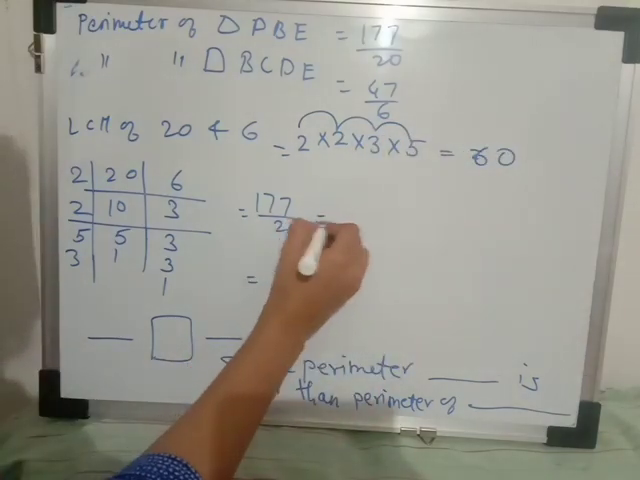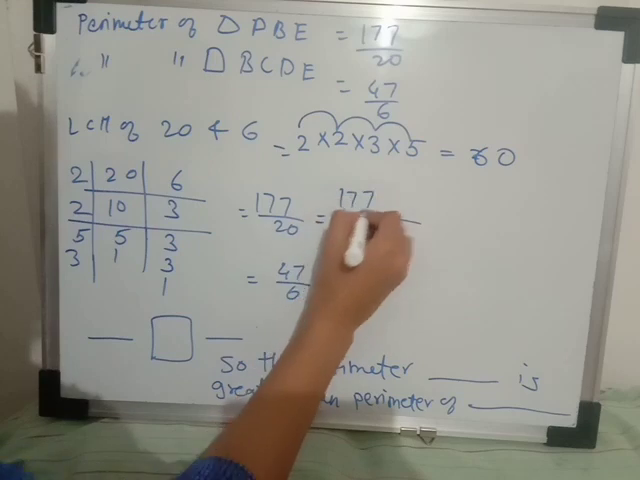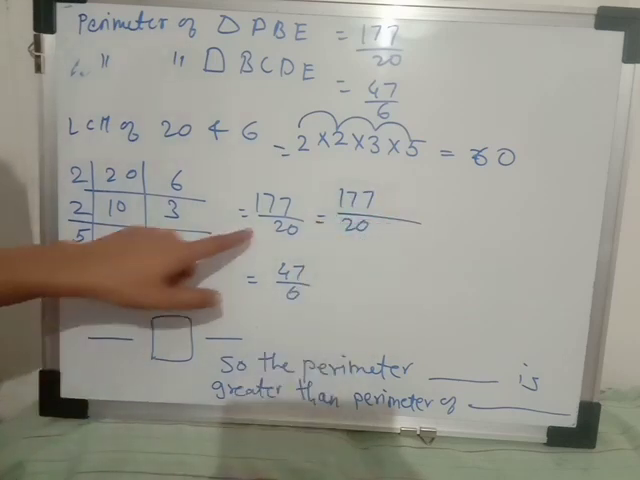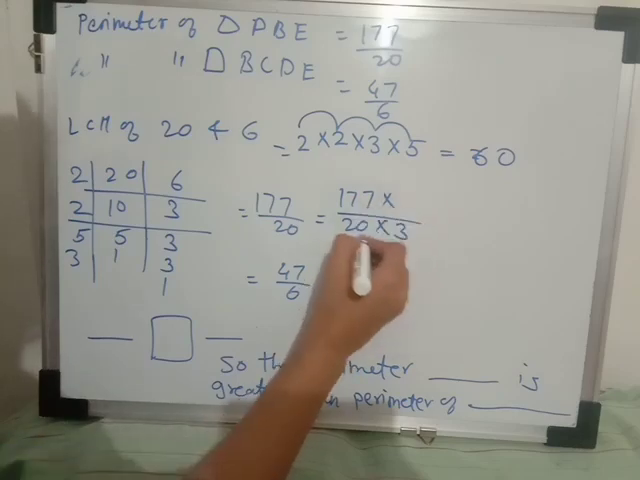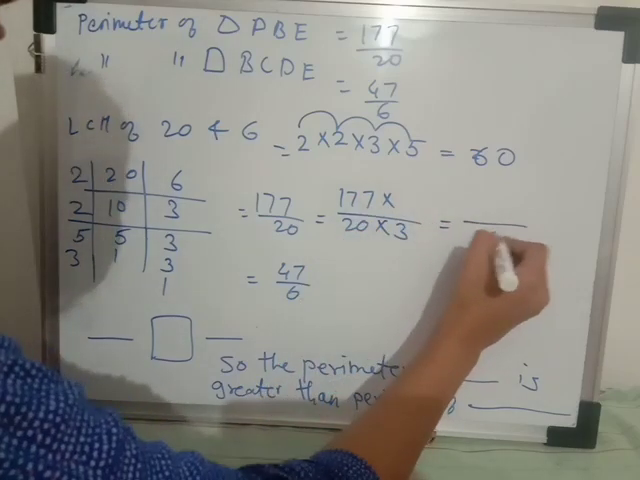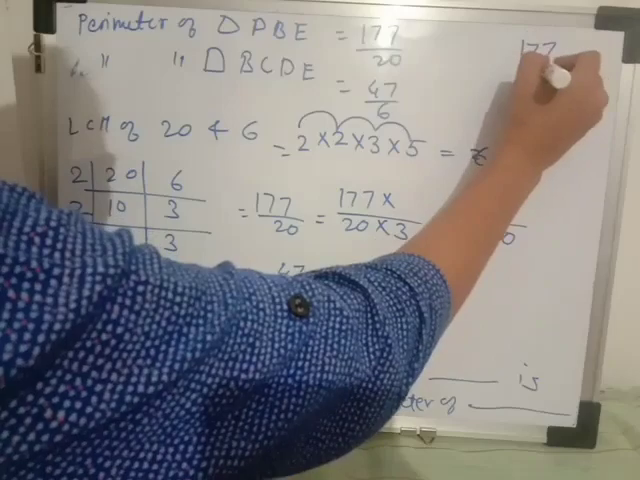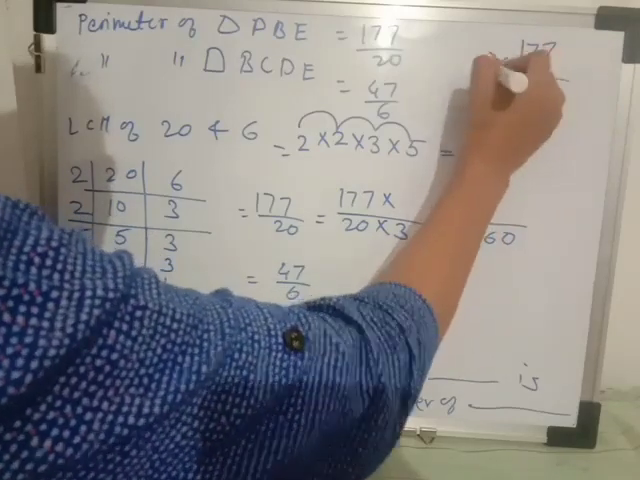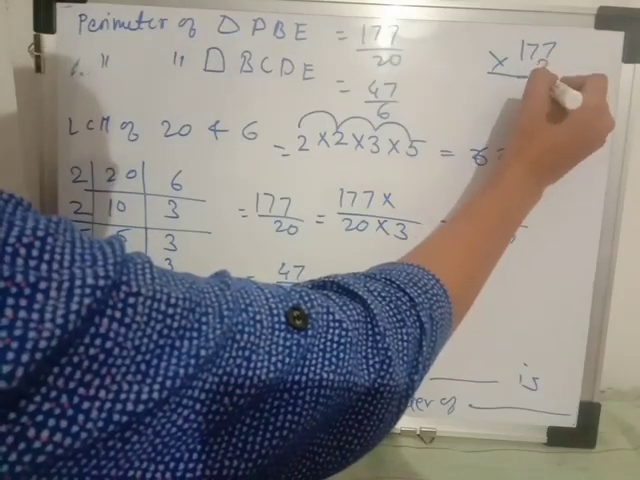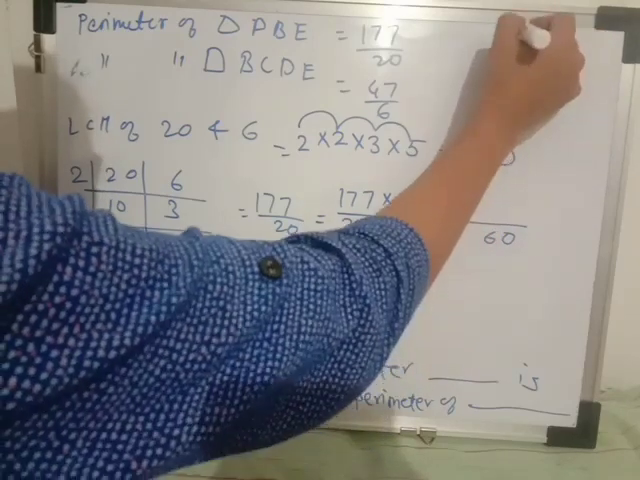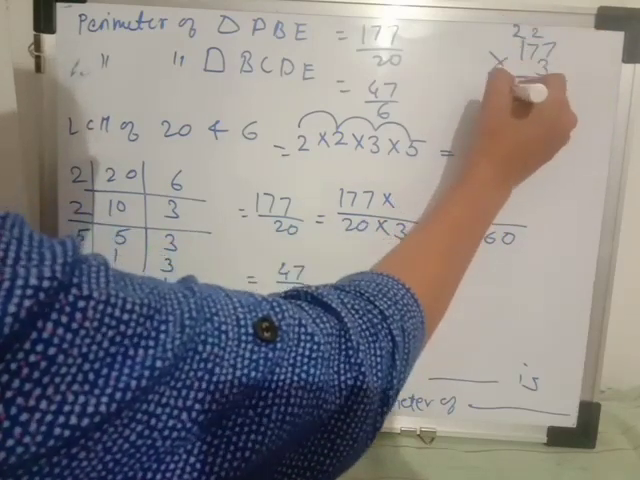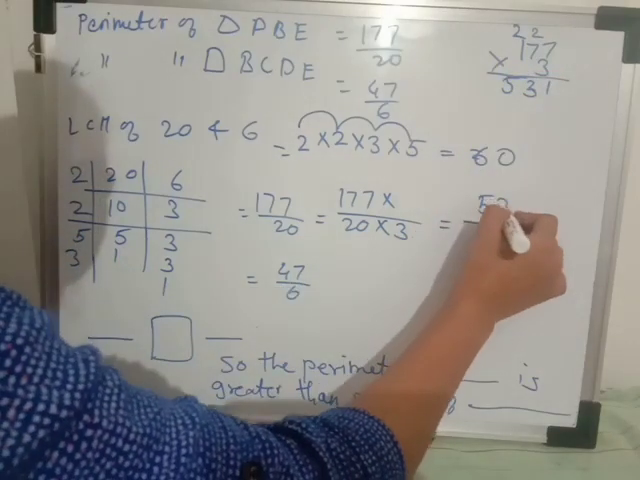So here we have 177 upon 20. Which number will I multiply with 20 to get 60? That is 3, because 20 threes are 60. So 177 multiplied by 3. 3 sevens are 21, 3 sevens are 21 plus 2, 23. 3 ones are 3 and 5. So here we got the answer 531.